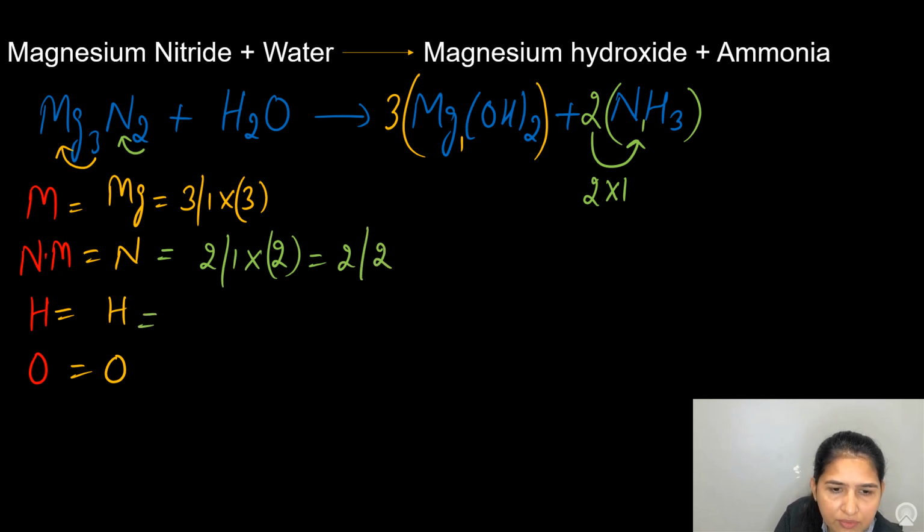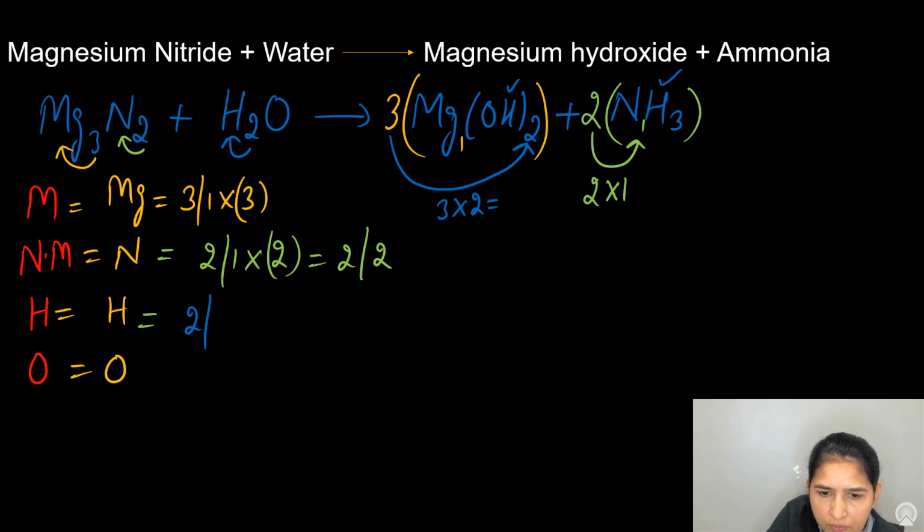When I'm counting hydrogen, you can see I have only 2 hydrogen on the left hand side. But I have hydrogen here with magnesium hydroxide and hydrogen here with ammonia as well. So what I will do, I will count them separately. So it's going to be 3 times 2, that is 6. So it's going to be 6 hydrogen for me.